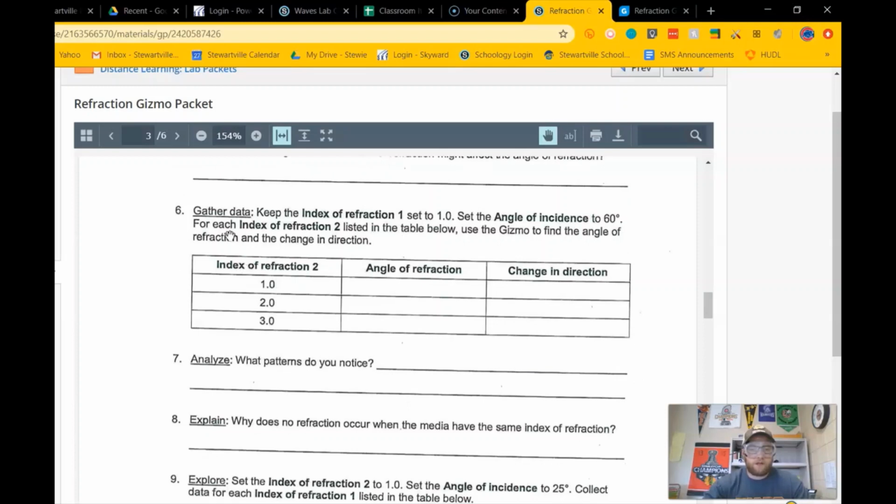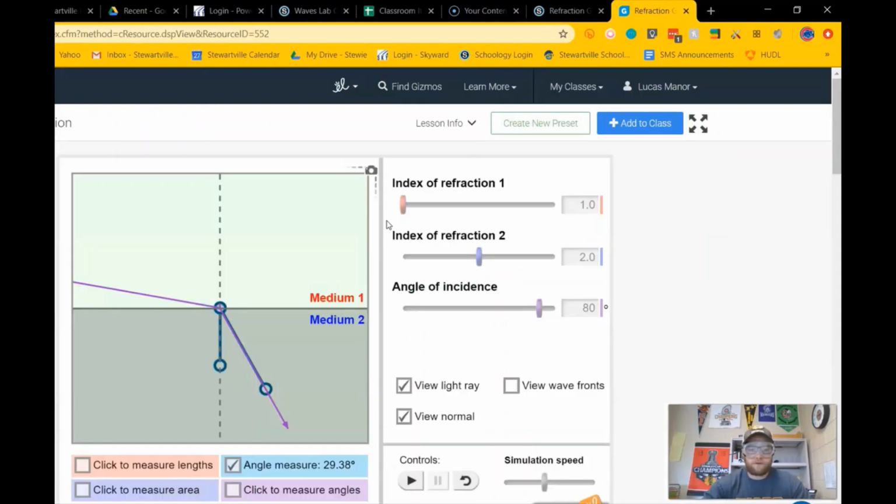Number 6, gather data. Keep the index of refraction 1 set to 1. Set the angle to find the angle of refraction and the change in direction. So, we're going to reset. We need our index of refraction 1 set at 1, which it is. We need the angle of incidence at 60 degrees.